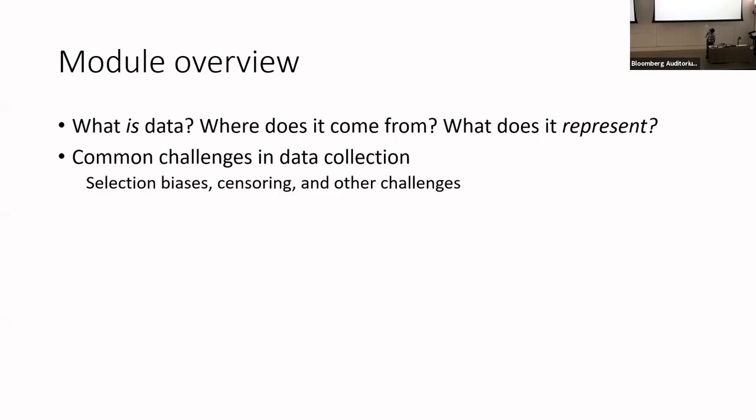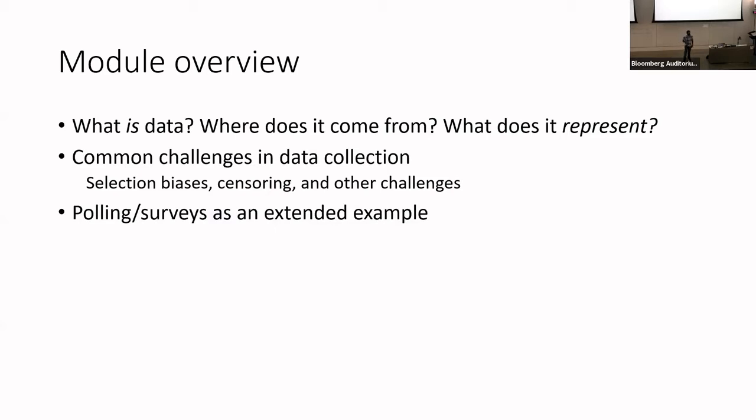Okay, there it is. So the first part is going to be a more qualitative, high-level overview. What is data? Where does it come from? What does it represent? And then we're going to go into common challenges in data collection. So selection biases, censoring, and other challenges that you might face if you're actively collecting data from people or using data that someone else actively collected from people or implicitly collected. A lot of the same challenges will go.